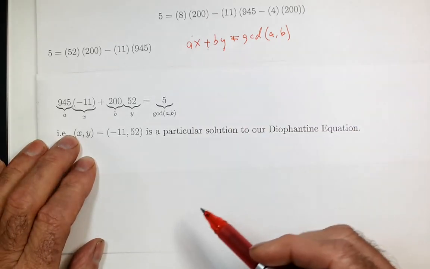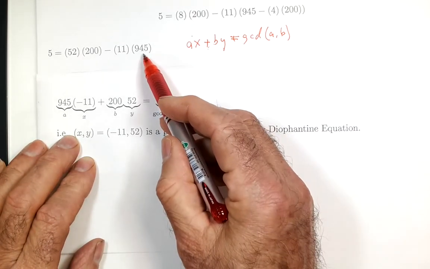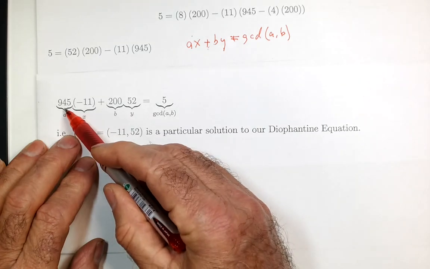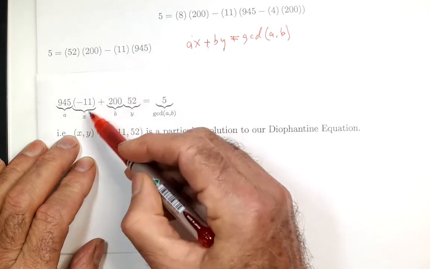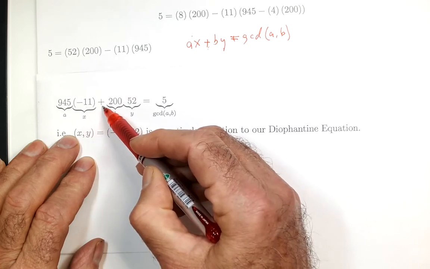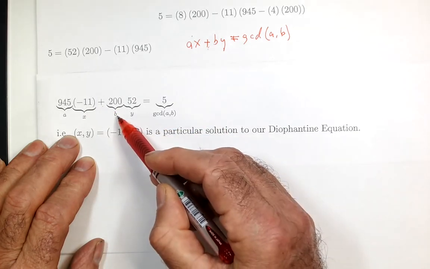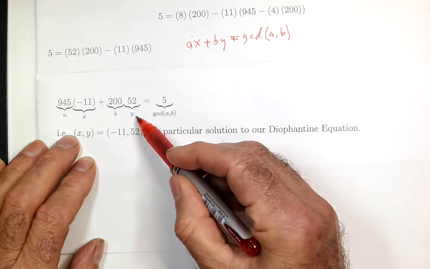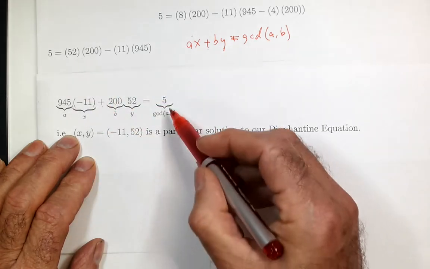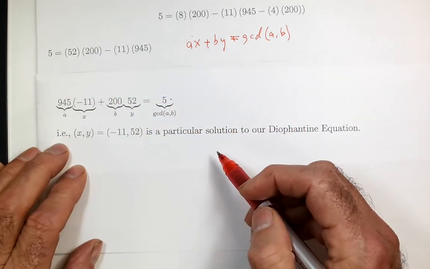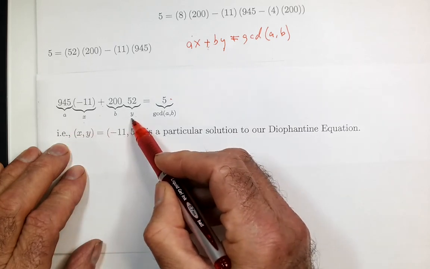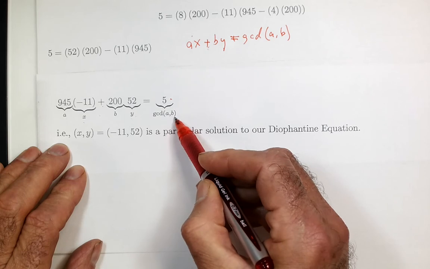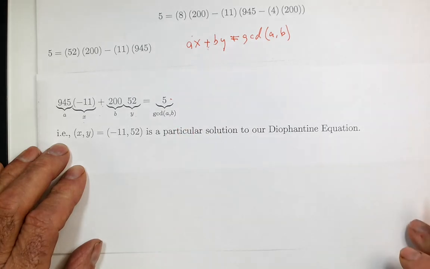So let's see. Here's our a, 945. So a times x, that's negative 11, plus b, which is 200, times y, 52, equals 5. So now it's in the form ax plus by equals greatest common divisor of a and b.